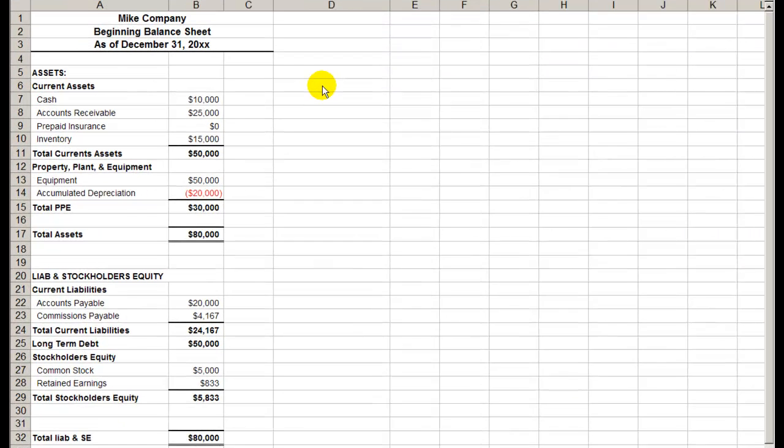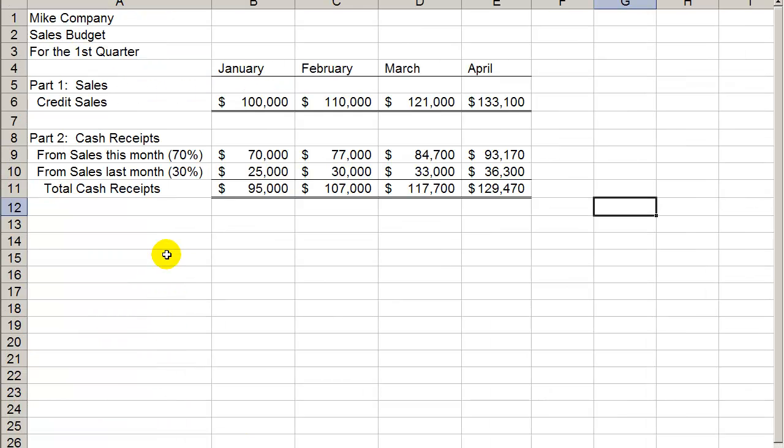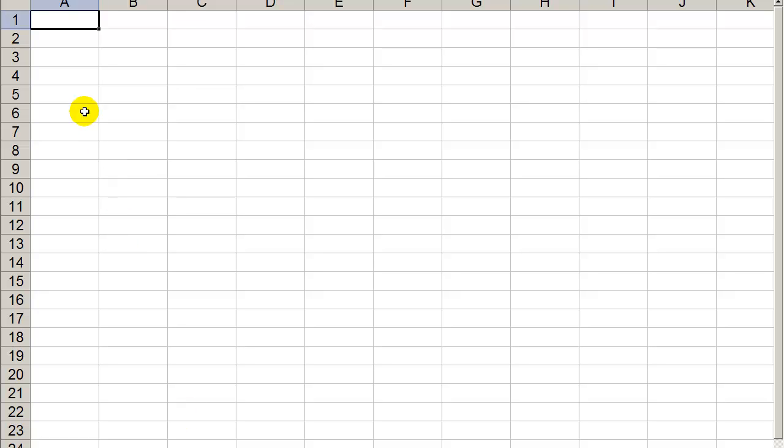This is part 2 of a 6-part series going through the Mike Company Master Budget Project. In part 1, we've already done the sales budget. We are right now at the beginning balance sheet, and now we're going to move on to part 2, which is the inventory purchases budget, the second budget we do in our Master Budget Project.